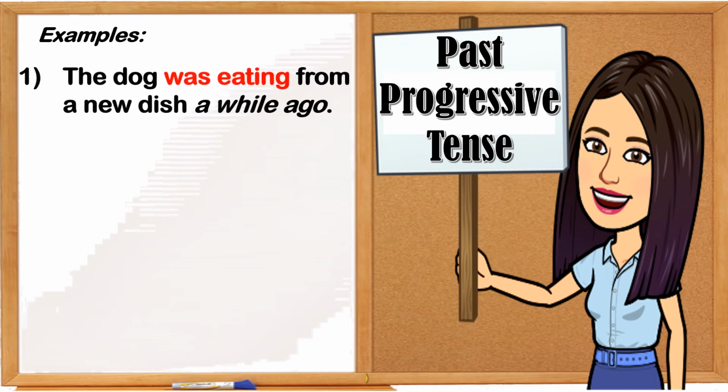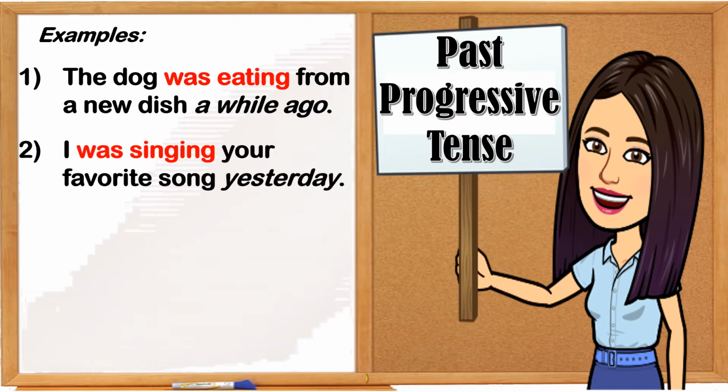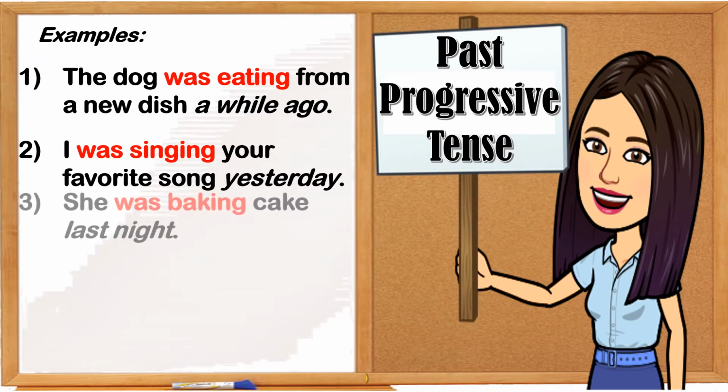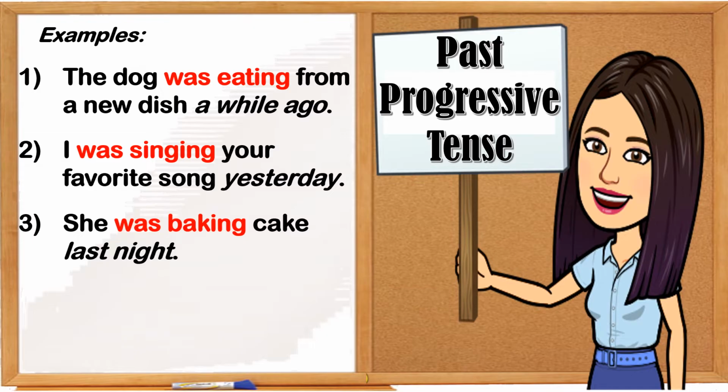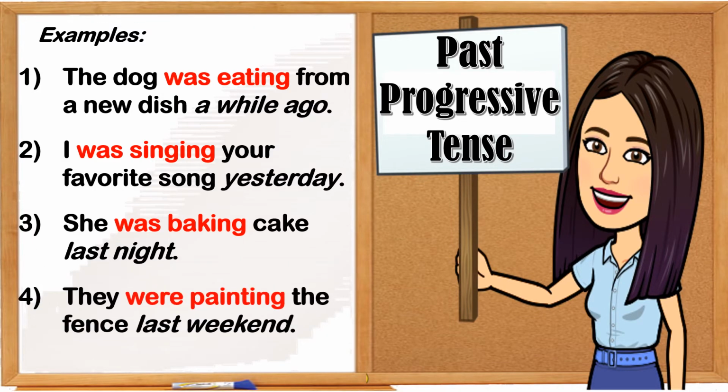Examples: The dog was eating from a new dish a while ago. I was singing your favorite song yesterday. She was baking cake last night. They were painting the fence last weekend.